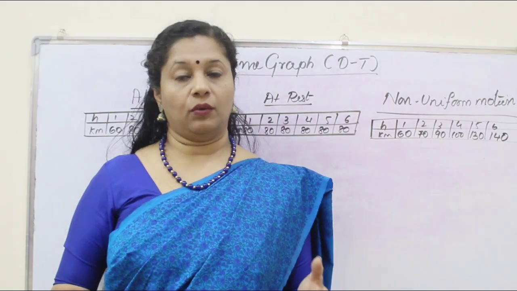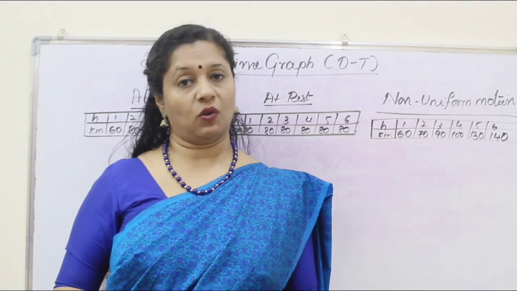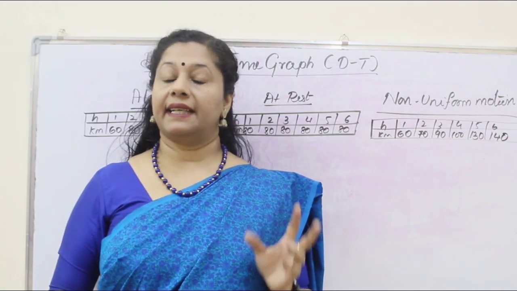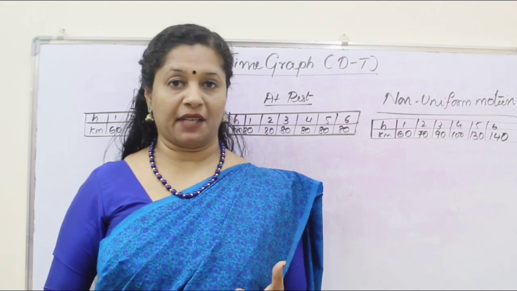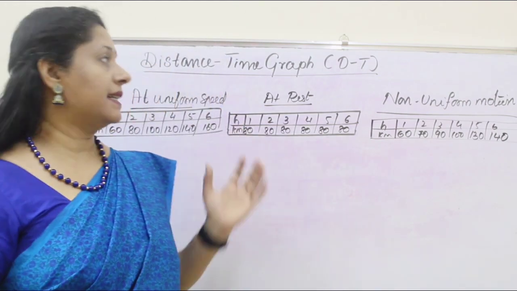What we learned now can be represented in graphical form also. So we are basically learning two graphs, that is a distance time graph and a velocity time graph. So first let us see distance time graph.